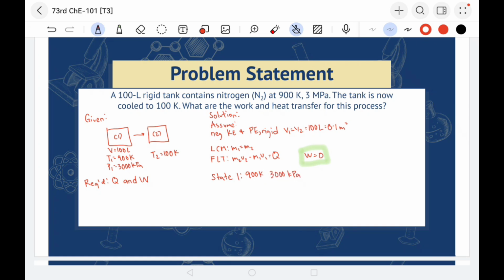If you would look at Sontag, V1 or the specific volume would be 0.09003 cubic meter per kilogram, and our U1 would be 691.65 kilojoules per kilogram. Now that we have the specific volume, we can divide the volume by the specific volume to get the mass. So 0.1 over 0.09003 to get a value of 1.11 kilograms.